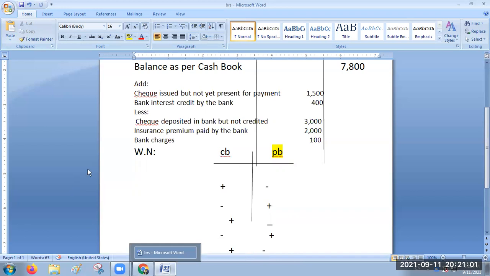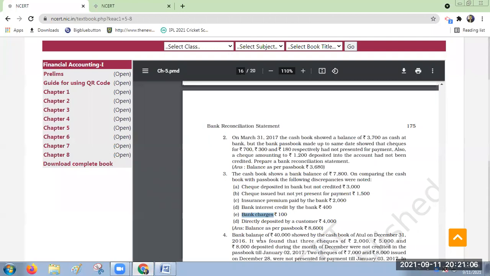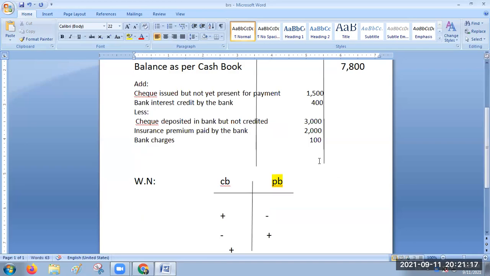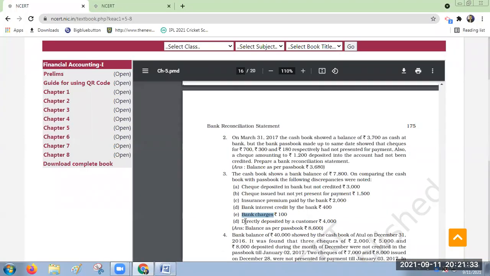Now next transaction. Next transaction is what? Directly deposited by a customer. I mentioned in the previous class, anybody can deposit in your account, but nobody can withdraw without your permission. So when somebody deposits money in your bank account without intimating you, what happens? Here less balance will be there, whereas in a passbook more balance will be there. More means a plus. So directly deposited by a customer is 4,000 rupees.